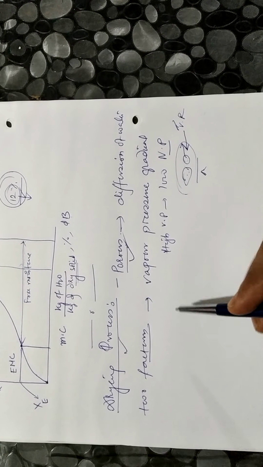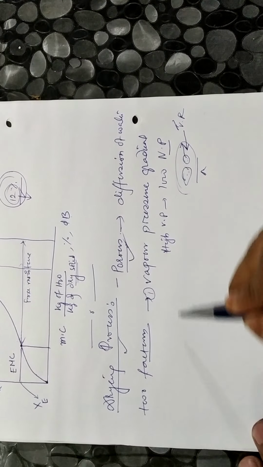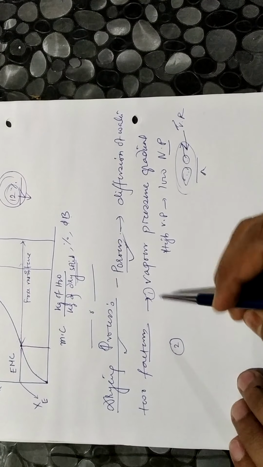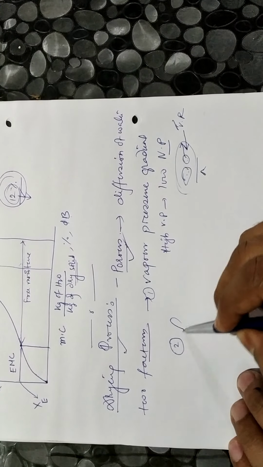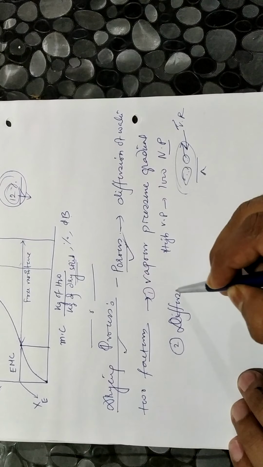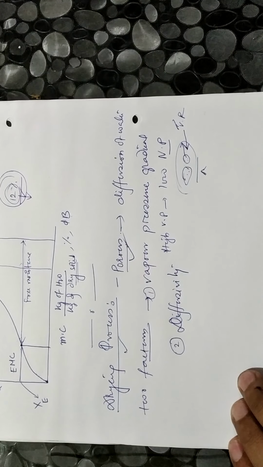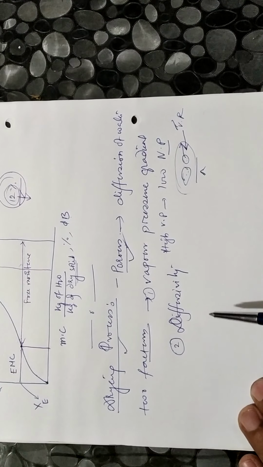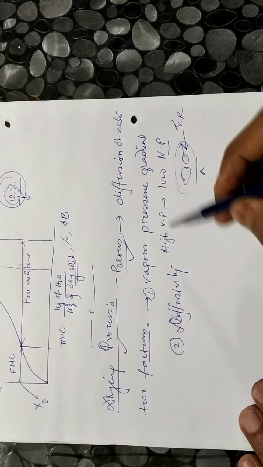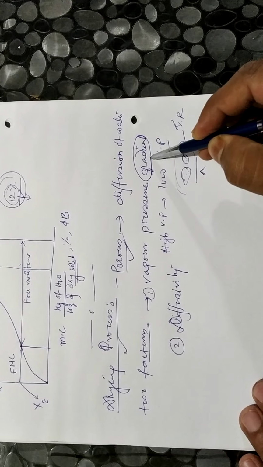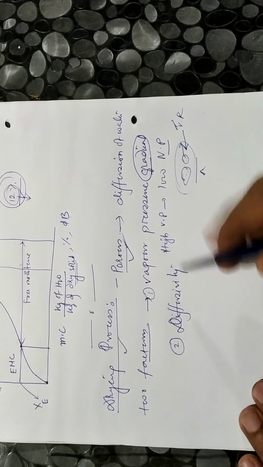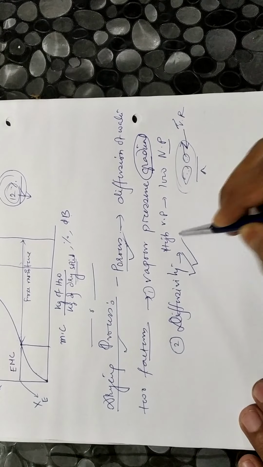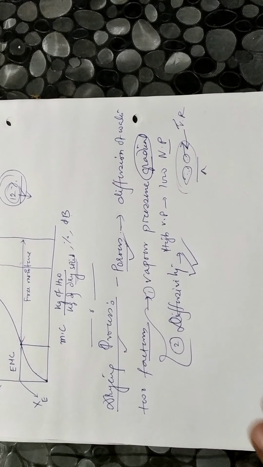Next, this is the first factor. The second factor is your diffusivity. So due to that vapor pressure gradient, that means the slope, the diffusivity, flow of water takes place. So these are the two factors which are responsible for your drying process.